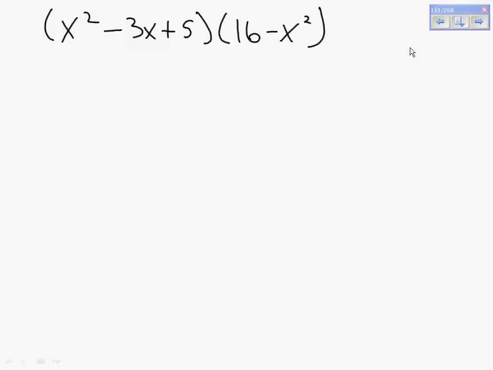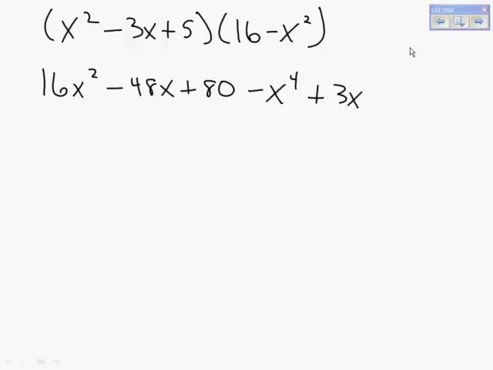So if I distribute 16 into all three of those terms, that's going to be 16x squared. 16 times negative 3x is going to be negative 48x. And then 16 times 5 is going to be positive 80. And then if I distribute negative x squared into all three of those terms, negative x squared times x squared is going to be negative x to the fourth. Negative x squared times negative 3x is going to be a positive 3x to the third. Watch your signs, be careful. And then negative x squared times 5 is going to be negative 5x squared.